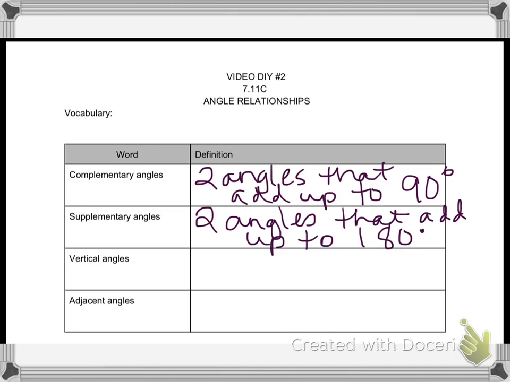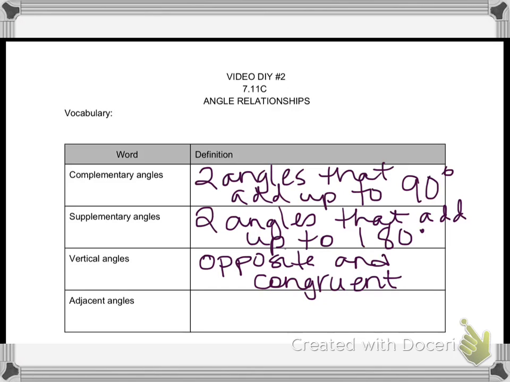Vertical angles, which we talked about in the last DIY video, are angles that are opposite and congruent. And congruent means that they're the same. A lot of times you'll see this little symbol for congruent. And remember, a lot of times you'll see this little symbol for angles. So this means like angle 1. And then adjacent angles are angles that are beside each other.